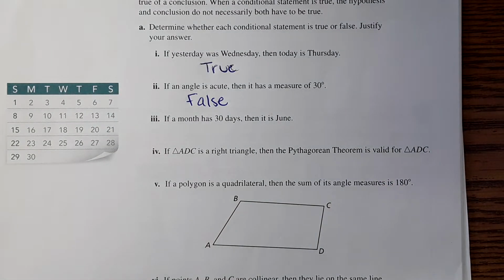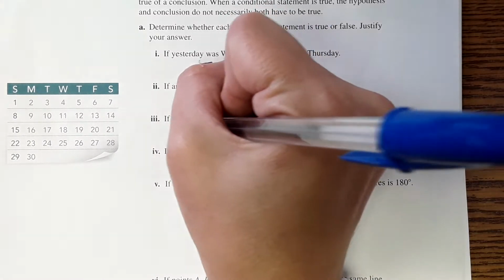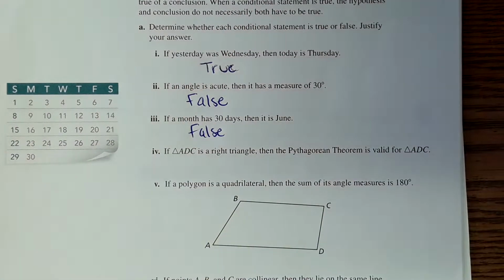For the next one, if a month has 30 days, then it is June. It could be June, but it doesn't have to be June, so that's false. There's more than just June that has 30 days in it.